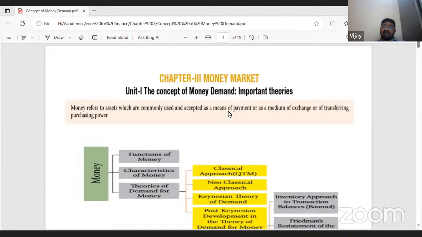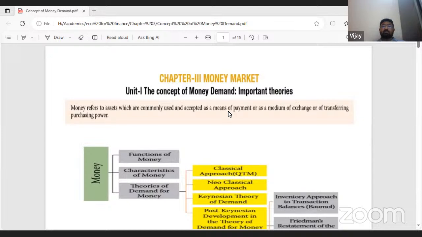Then the last is what we call the speculative motive, speculative purpose. Sir, whether I need to keep money in my hand or I need to invest in securities, which should I do?